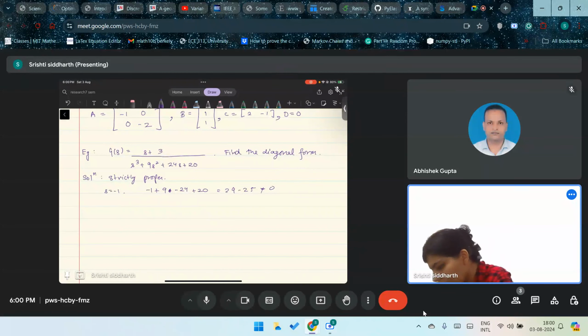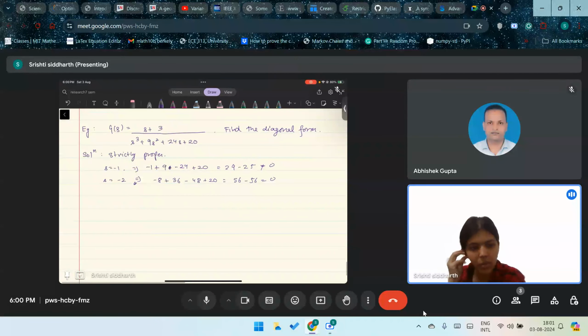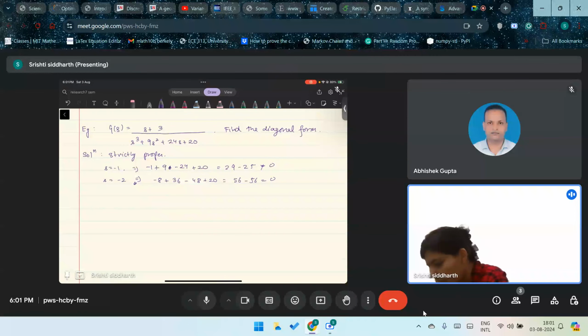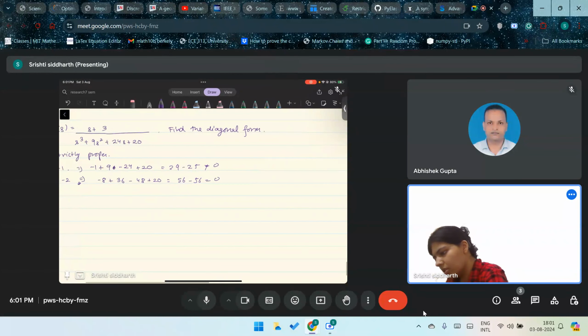Okay, now let's check minus 2. This is minus 8, then it's 36, then it is minus 48, plus 20. So we have 56 and this is 56. Alright, so we have s equals minus 2 as one of the roots. So let's find out what the other is. I'm going to do this on the side.